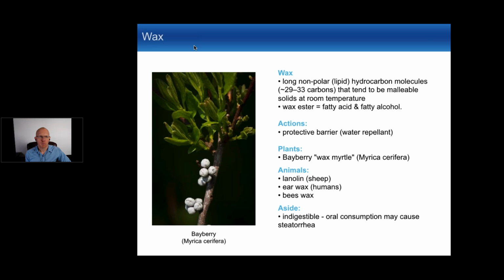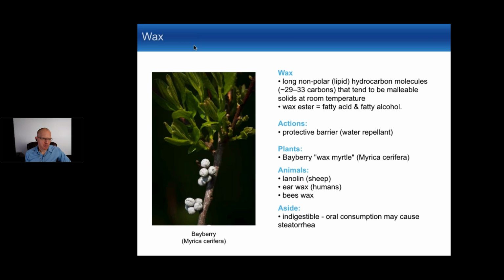And the reason why plants make it usually is it acts as a protective barrier to help prevent evaporation of water. And so it's a way you can basically act as a water repellent or to conserve water in the plant.